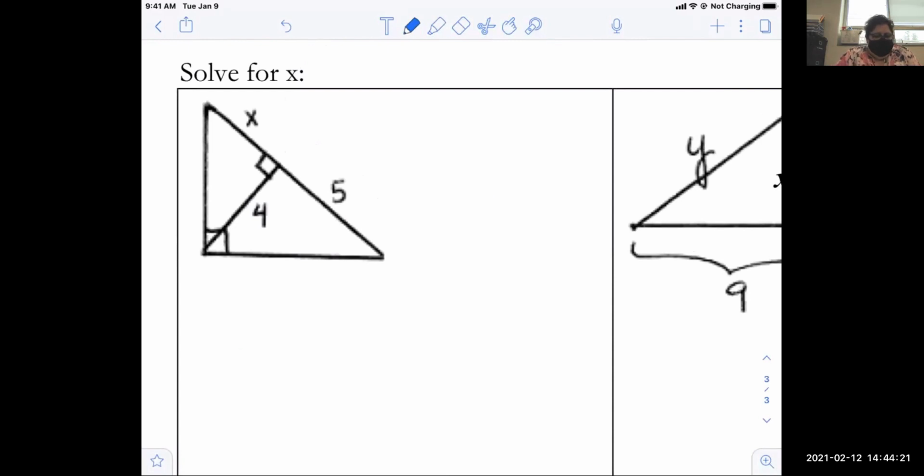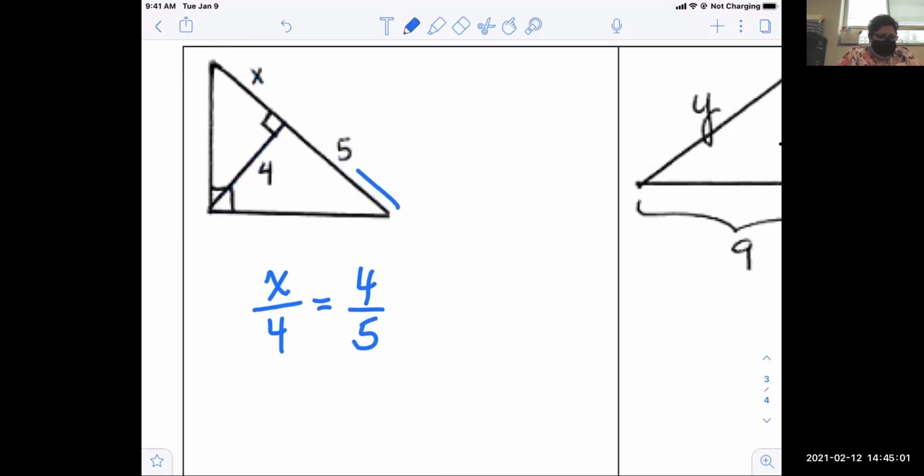So we've got options. We can either do this, or we can do this, or we can do this. What should the proportion be? Lachlan? Equals what? 4 to 5. Okay, so he's doing x is to 4 as 4 is to 5. Would it be okay to go the other way? Would it be okay to say 5 to 4 and 4 to x?